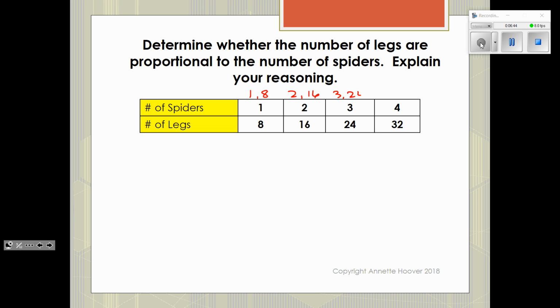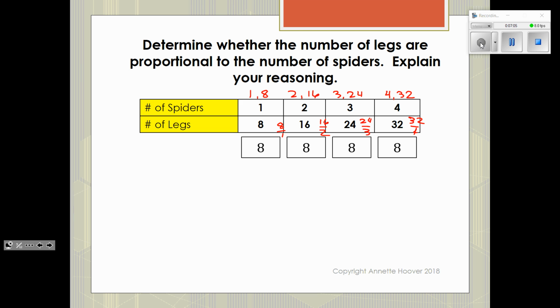Okay, so again, we have the ordered pair of 1, 8, the ordered pair of 2, 16, 3, 24, 4, 32. But to find the slope, we take the y and we divide by the x, so that would be 8 divided by 1, 16 divided by 2, 24 divided by 3, 32 divided by 4. And when you do all of those, you will see that they're all the same. That means this is an example of direct variation.